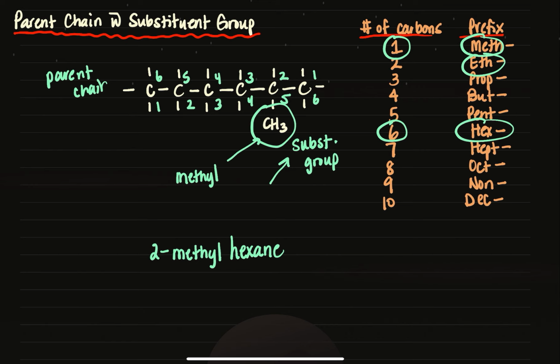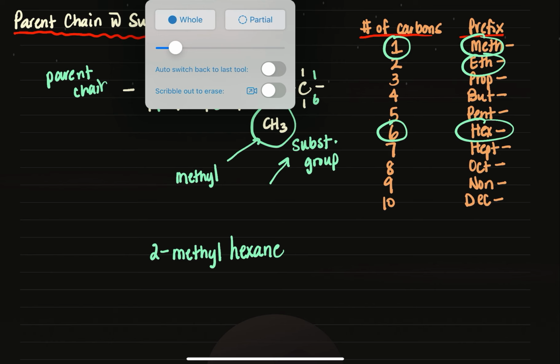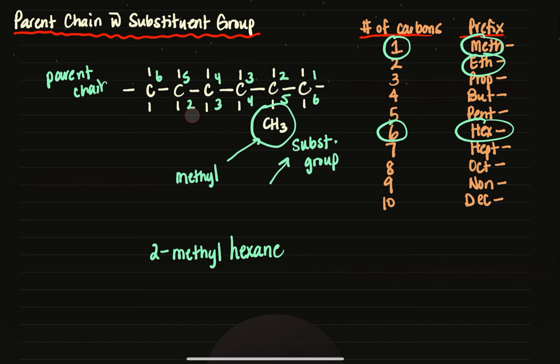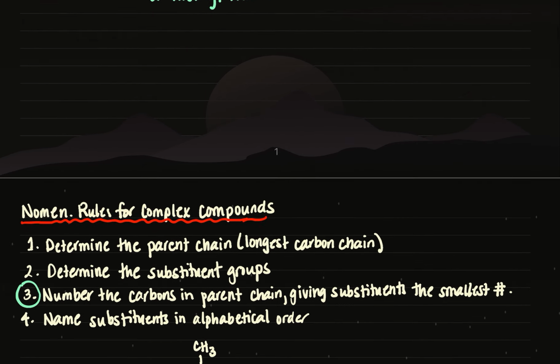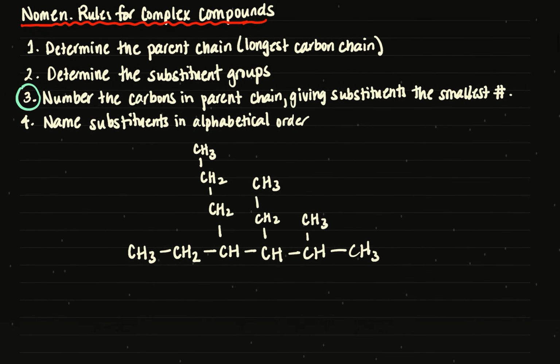And according to my nomenclature rules, I need to give the substituent a smaller number. So I've numbered my carbon chain from right to left, and that gives my substituent group a smaller number, 2. Hopefully that makes sense. Okay, so let's look at this more complicated example.